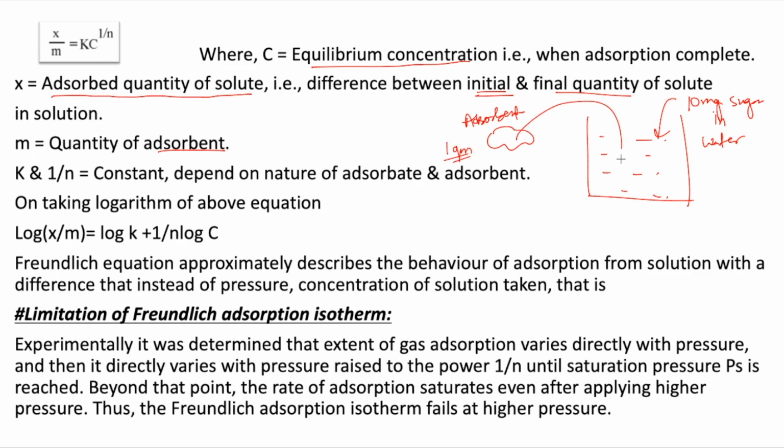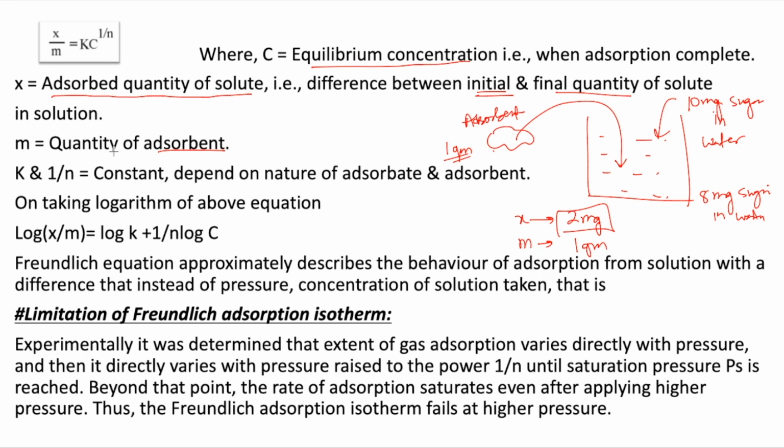When I put this inside the solution, after some time the sugar has been removed. Let's say earlier you were having 10 milligram of sugar in the water. After removing this, you got 8 milligrams of sugar in water. That means how much adsorbate is adsorbed on the adsorbent? You will say 2 milligram. So your value of x is going to be 2 milligrams of sugar, and the value of m, that is the quantity of adsorbent, is going to be 1 gram.